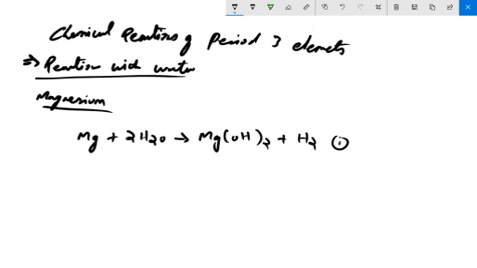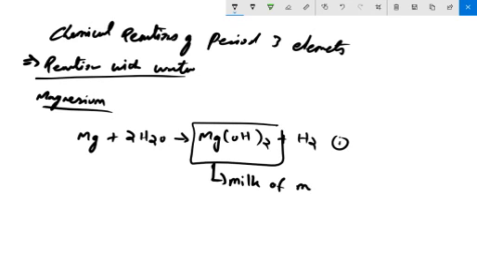For this purpose we drop a clean coil of magnesium into cold water, and it gets covered with small bubbles of hydrogen which float to the surface, and as a result magnesium hydroxide is produced, which is also known as milk of magnesia. And it is used in medicines.